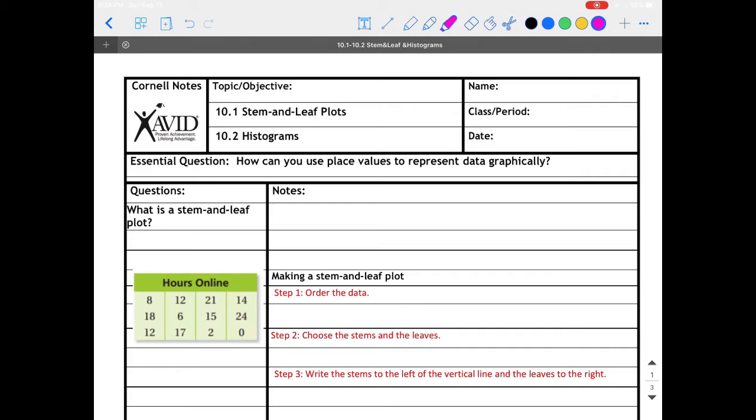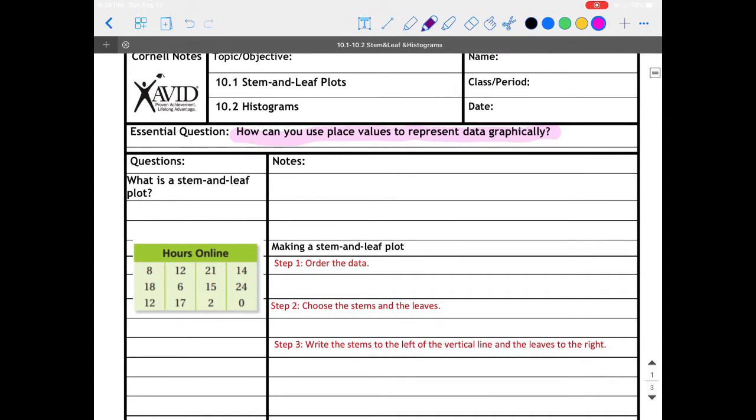Today we are talking about section 10.1, stem and leaf plots, and section 10.2, histograms. Our essential question for today is, how can you use place values to represent data graphically? Both of these sections explain how to represent data graphically in two different ways, through stem and leaf plots and histograms. So first we are going to begin with stem and leaf plots.